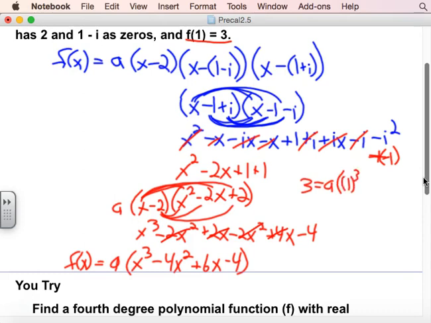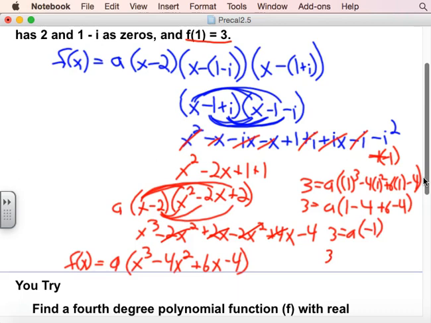So we got 1 to the third minus 4 times 1 squared plus 6 times 1 minus 4. All right, and whenever we calculate all this in here, we're going to get 1 minus 4 plus 6 minus 4. So 3 is going to equal a times 1 minus 4 plus 6 minus 4, which is going to give us negative 1. So negative 1 times a is negative a, divide by the negative 1, divide by negative 1. So a has got to equal negative 3.